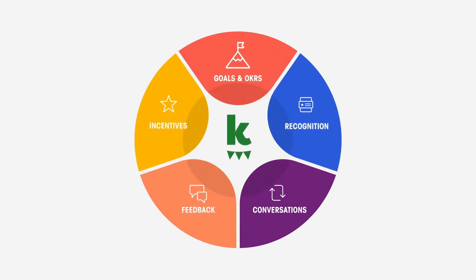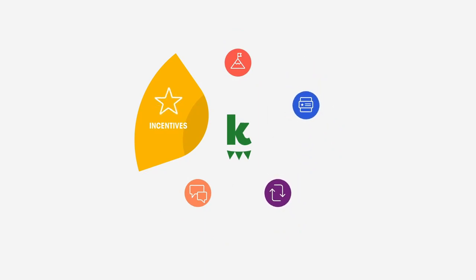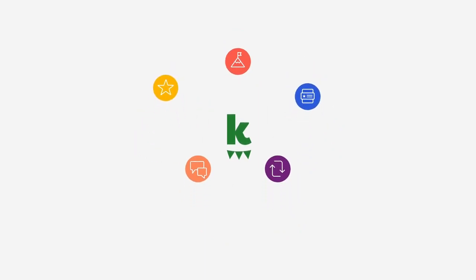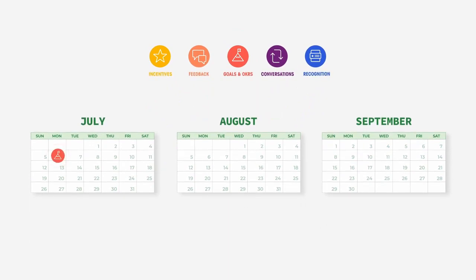By combining goals with feedback, ongoing conversations, and appreciation, your employees become more engaged, your managers become better leaders, and your productivity and business performance soars. With an average employee adoption rate greater than 80%, Kazoo puts employees first and gives them the tools they need to build a strong, connected, and high-performing culture.